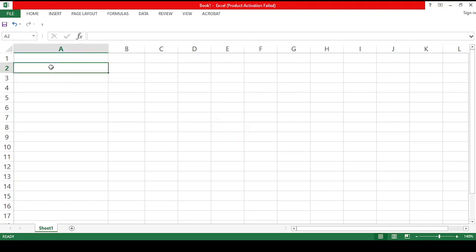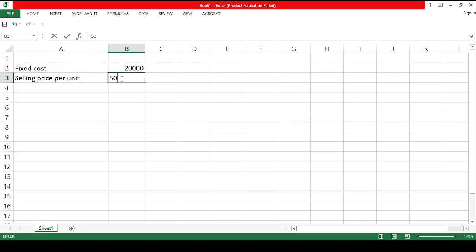So let's assume a business has a fixed cost of 20,000, and the selling price per unit, let's say it's 50, and the variable cost per unit, that's the cost that changes per unit. Let's say it's 30.